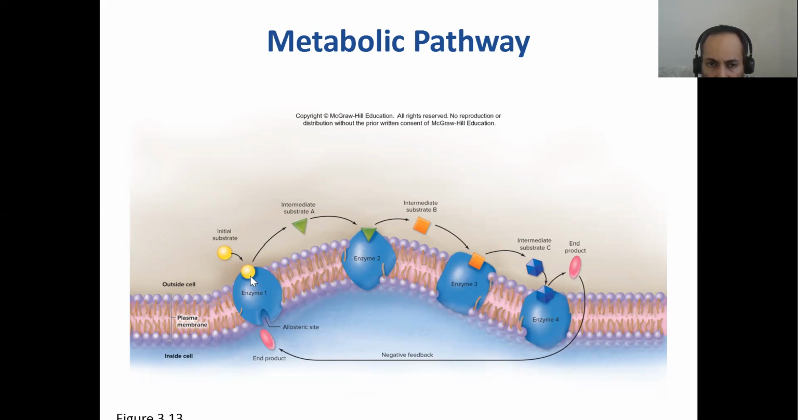It goes to the second enzyme where it's processed. It goes on to the third enzyme here in a different shape, and then to the fourth enzyme here, right? And here's the end product. Now, what the end product does is, see how it swims all the way back to the first enzyme and binds to the allosteric site, thereby acting as an inhibitor and slowing down the reaction. So the more end products that you make, the slower the reaction.